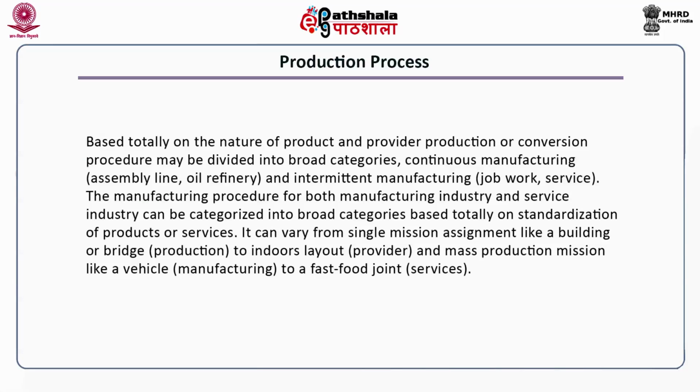Production process. Based on the nature of the product and the provider, production or conversion procedure may be divided into two broad categories: continuous manufacturing and intermittent manufacturing. The manufacturing procedure for both manufacturing industry and service industry can be categorized into broad categories based on the standardization of the product or services. It can vary from single mission assignment like a building or bridge to indoor layout and mass production like a vehicle to fast food joints.